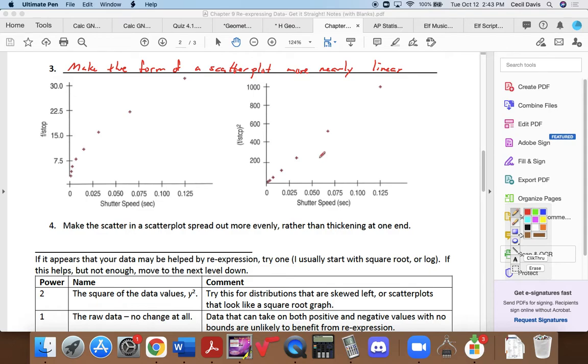Okay, and one other one that we may want to do is we want to make the scatter in a scatter plot spread out more evenly instead of thickening at one end, where you have a whole bunch. And that's part of what's happening here. Notice we have a bunch of data points here, and then we don't have very many here. We might want to take the logarithm of this, and then that would spread these out a little more evenly. So sometimes you'll do more than one thing. And honestly, it can get very complicated.